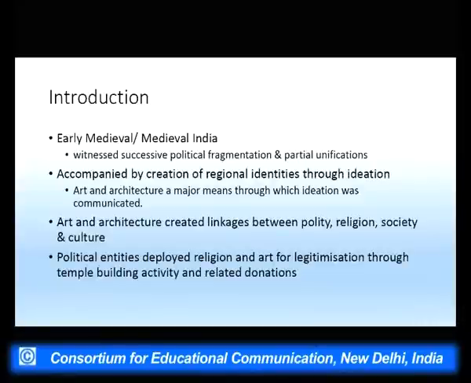We are looking at early medieval and medieval India. At the moment we will look at the background, how it witnessed successive political fragmentation and partial unifications in a cyclical manner. From the Gupta period, which was more or less unified, you have fragmentation, then Harshvardhan and the Pushyabhutis again trying to unify India, and then political fragmentation with three major dynasties vying for Kanyakubja or Kannauj: the Pratiharas, Rashtrakutas and Palas.